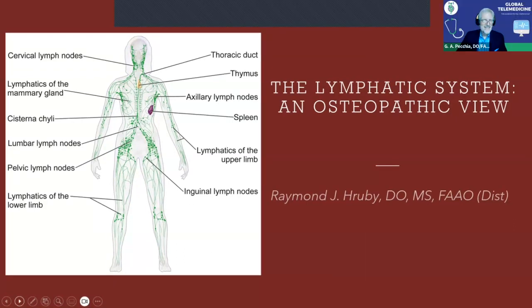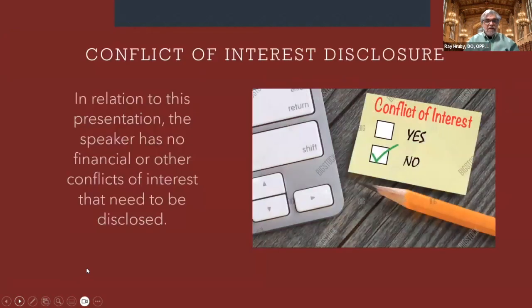Yeah. Okay. So as Dr. Pacquiao mentioned, I call this the lymphatic system, an osteopathic view, in that I think there's some perspectives on the lymphatic system, among other things, that the DOs bring to the table. And we'll talk about that this morning and show some of the applications of it, and at least get a little bit of an insight into this. My standard conflict of interest, non-disclosure slide.